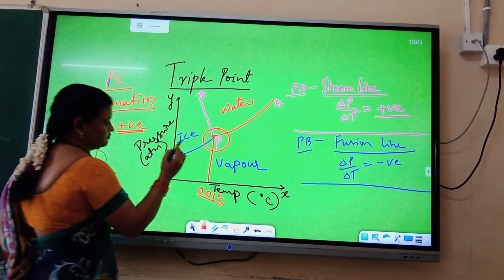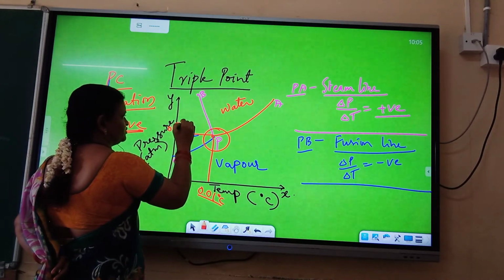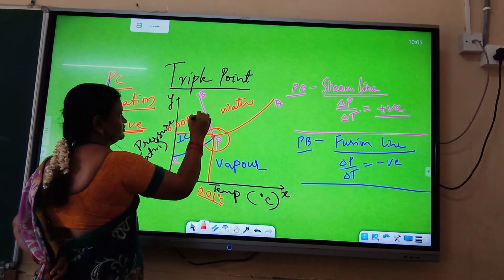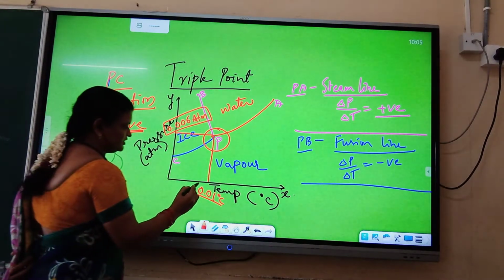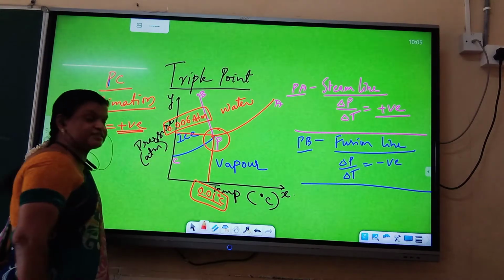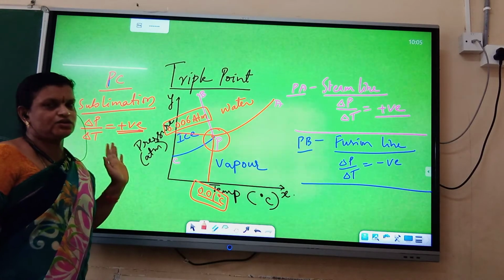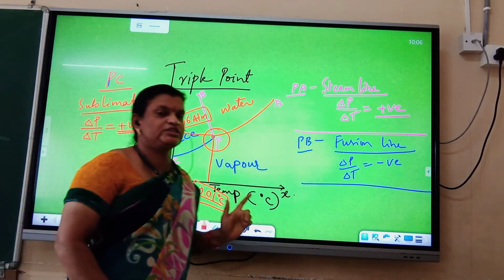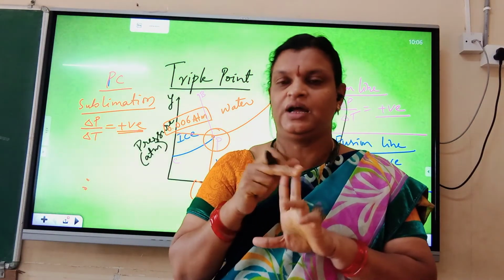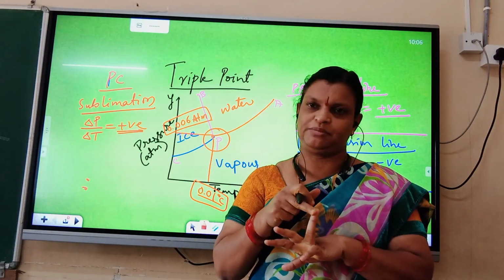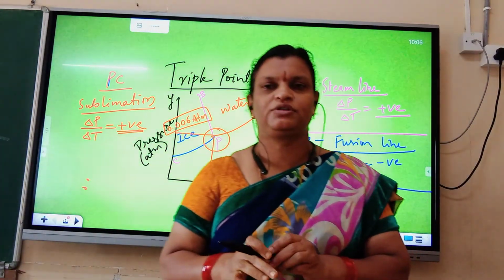Then what about the pressure? The pressure value here is 0.006 atmospheres, and 0.01 degree Celsius temperature. At this value, all the three states will coexist. So first we have to understand, children, about elevation in the boiling point, depression in the freezing point. After that, elevation in the sublimation point. After that only, we can draw the graph, and by the graph we can understand about the triple point.